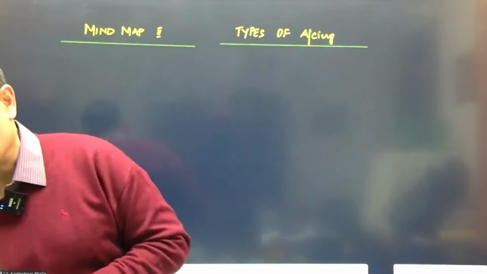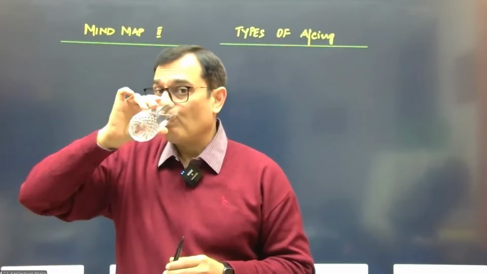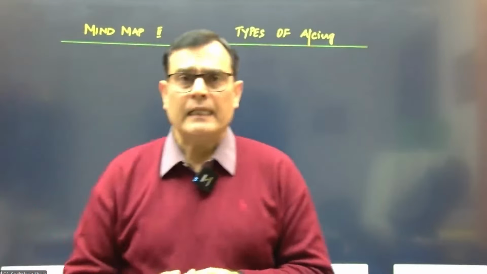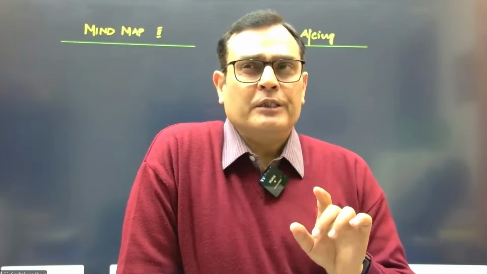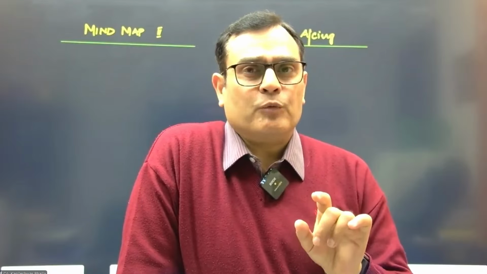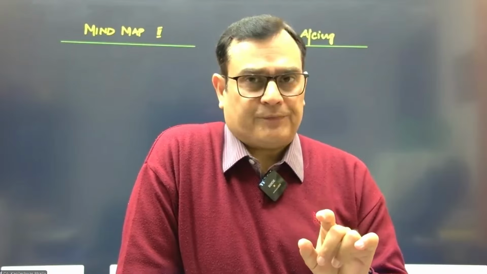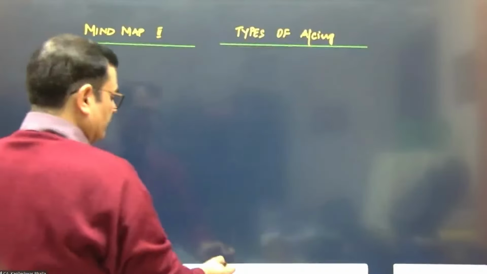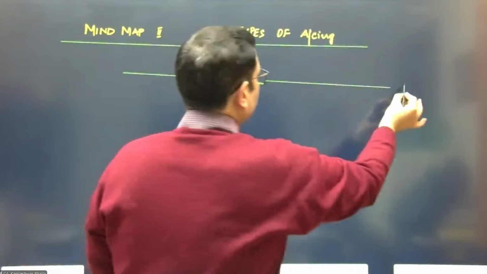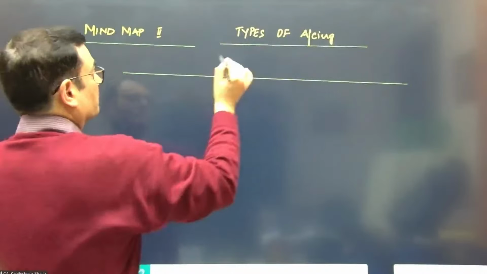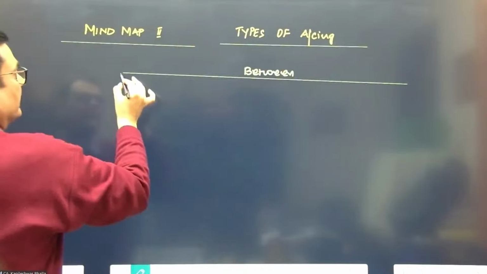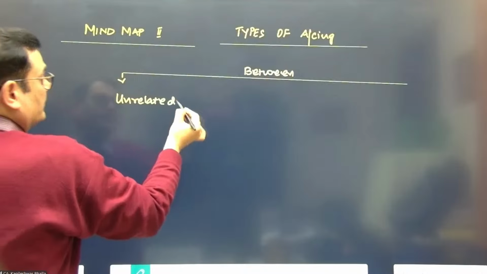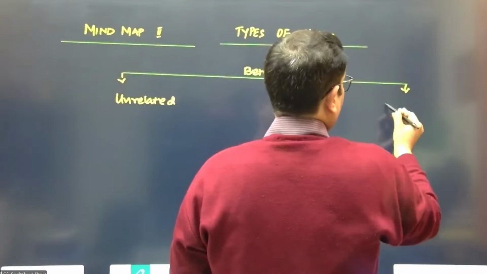Okay, now let me put some questions back to you. The moment you look at the type of question, you need to see whether the transaction is between related and unrelated parties. So I would say the focus point in terms of the second mind map is you need to see whether the transaction is between unrelated parties, or whether the transaction is between related parties.